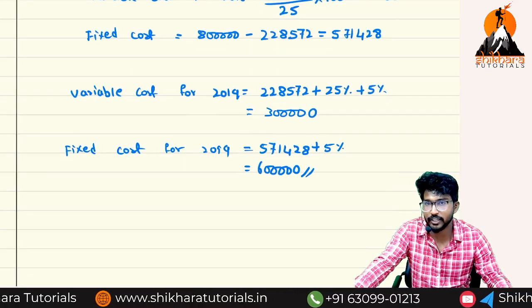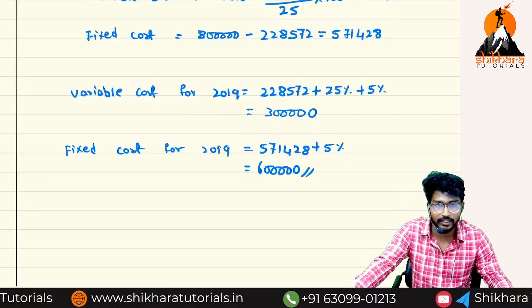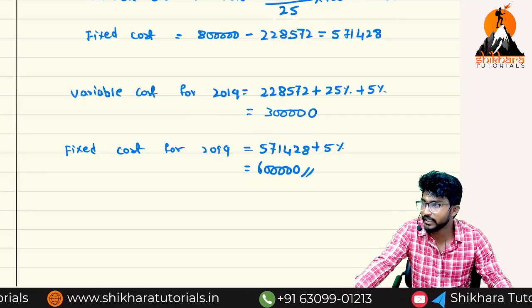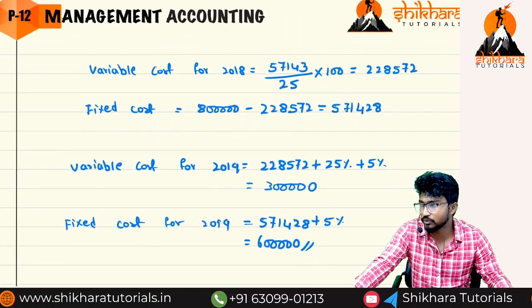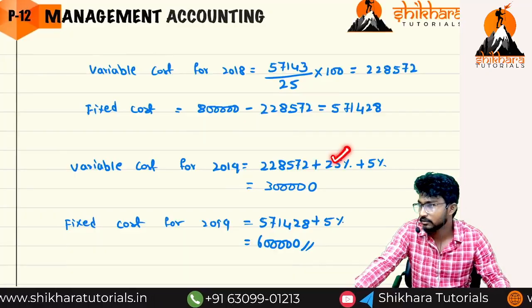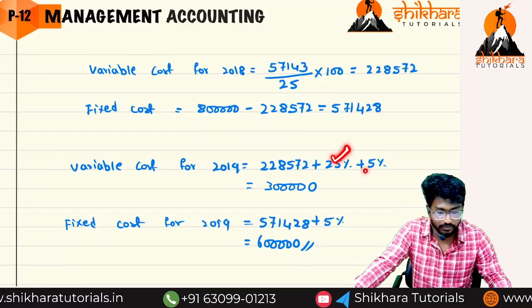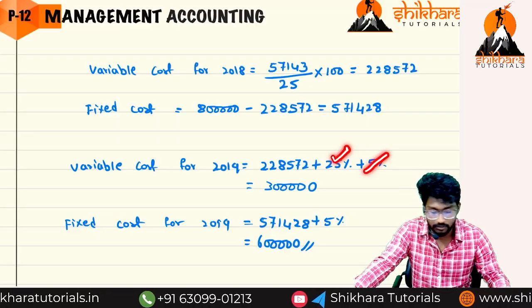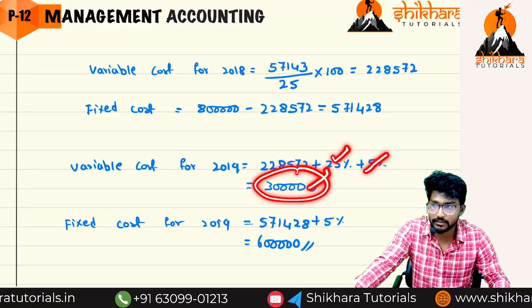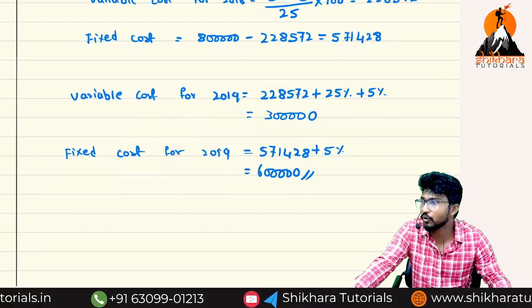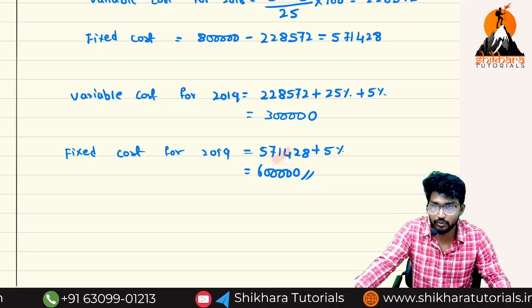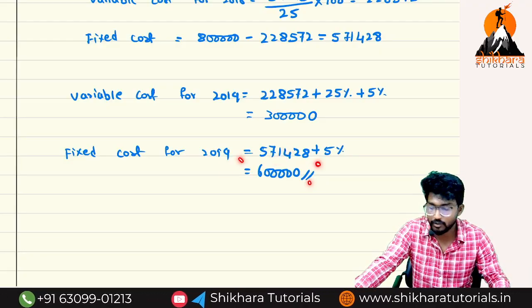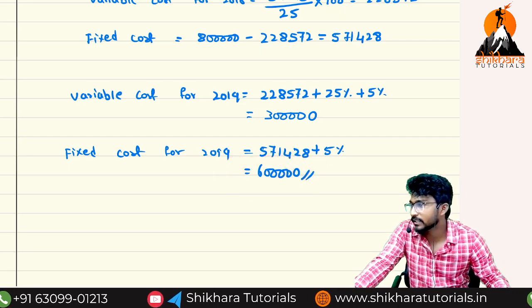Now variable cost for 2019. Variable cost is affected by two things, volume as well as rate. What is the variable cost for 2018? It is 2,28,572 plus 25% due to volume plus 5% due to rate. Total comes to 3 lakhs. Fixed cost is affected by only rate. Now 5,71,428 plus 5%, we got an amount of 6 lakhs.